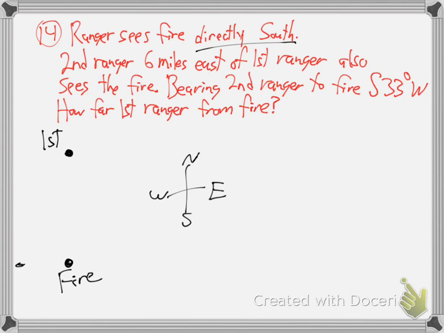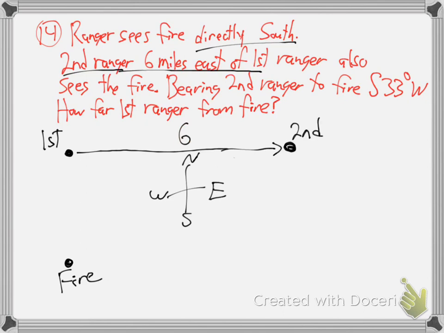Okay, now, second ranger, where's he? 6 miles east. So that's straight east, or they would say otherwise. I don't know how far, I'm just going to draw it. Boom. There we go. 6 miles to the east, there's the second ranger. So far, so good? The fire is directly south of the first ranger, and the second ranger is directly east. I put a 6 up there, 6 miles.